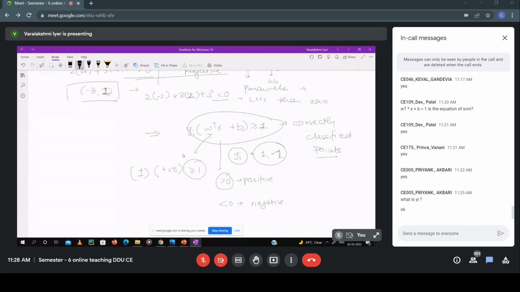But on the support vectors, this value will be equal to 1. Yes or no? Are you getting this? Similarly, on the negative side, yi will be minus 1, and W transpose X plus B can be some positive or negative value. This is actually a distance value that we have. So the total value will be greater than or equal to 1, but ultimately on the support vectors, this value will be equal to 1. Are you getting these 2 points? Yes or no?